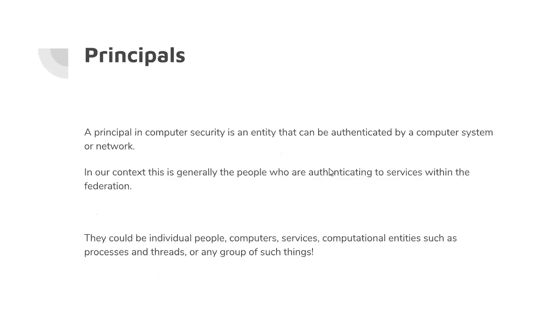Next, we move on to the principal. A principal, in computer security terms, is just an entity that can be authenticated by a computer system or network. So in our context here, this is generally the people who are authenticating to the services within the Federation. These people could be individuals, computers, services, computational entities such as processes and threads, or any group of such things. But in general, for our identity federations that we're talking about today, it's the people within the organizations who are principals that are using the services of the Federation.